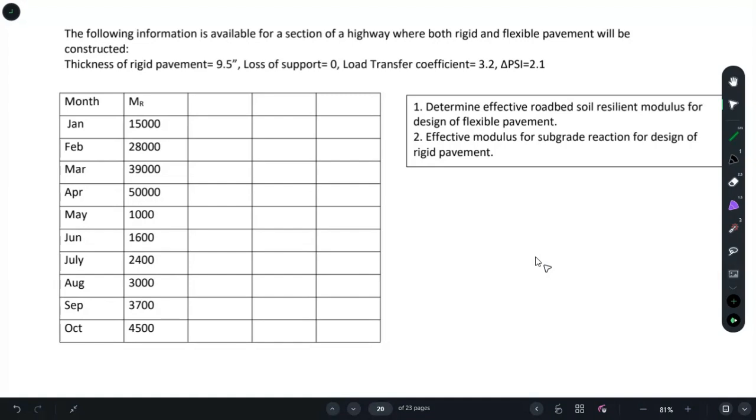And for that, what we will design for pavement design. Another parameter is the subgrade reaction. We use this parameter, K, for a rigid pavement design. You'll see that later.